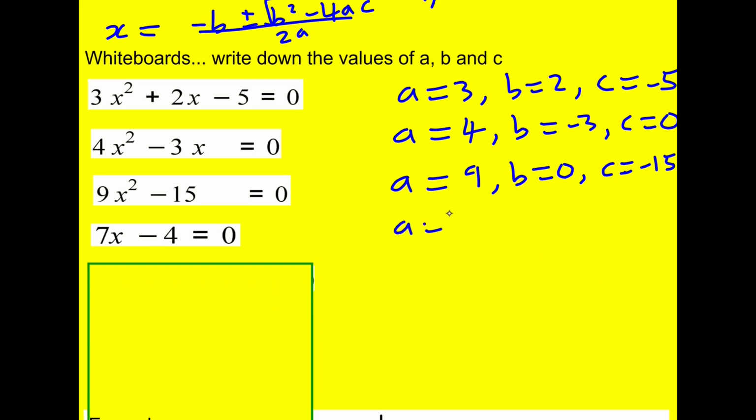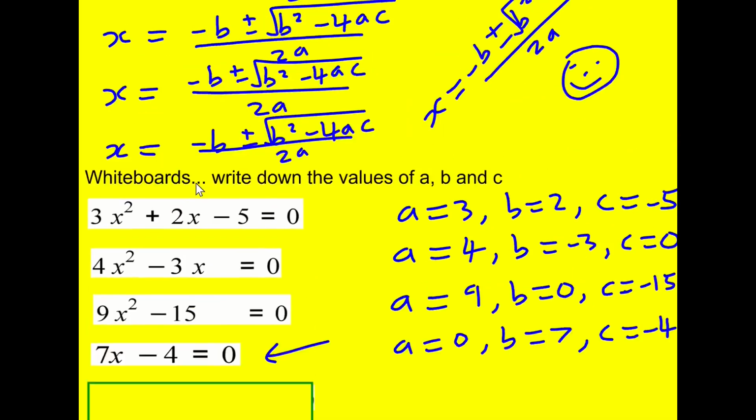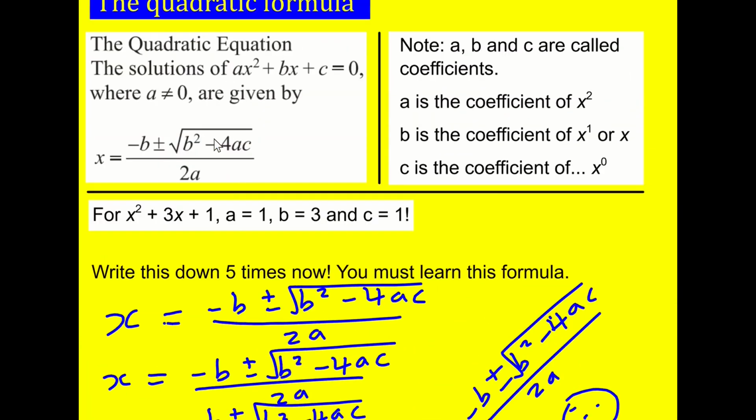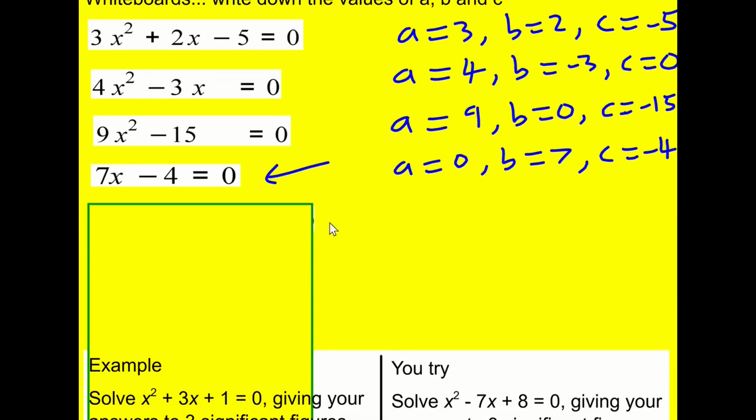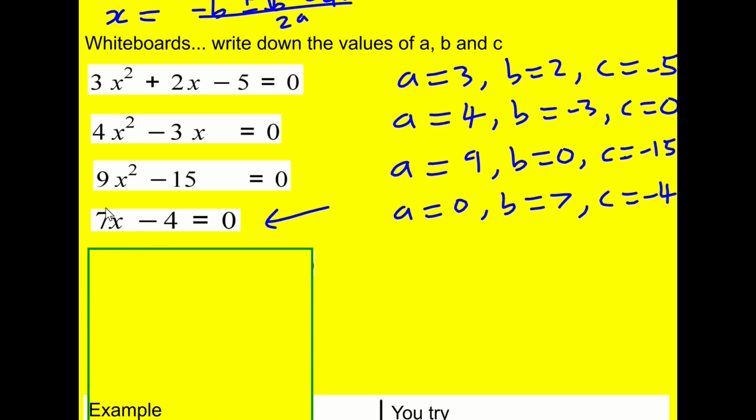Here, a is equal to 0, b is equal to 7, and c is equal to minus 4. In fact, this one is not a quadratic. There's no x squared term, so you can't actually use the quadratic formula. As you saw here, a is not allowed to equal 0 to be able to use that formula. You can solve this by adding 4 and dividing by 7, of course.